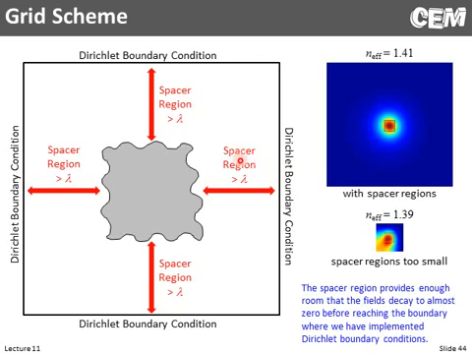So if the fields are not zero by the time they get to the boundary, well, we're going to force them to be zero, and we're going to get a slightly wrong answer. So here's a really good example. Here's a simulation of a guide where we have a huge spacer region, probably too big. We could maybe bring the edges to about here. But you'll notice that the field isn't touching the boundary, so we're going to get a very good answer here.